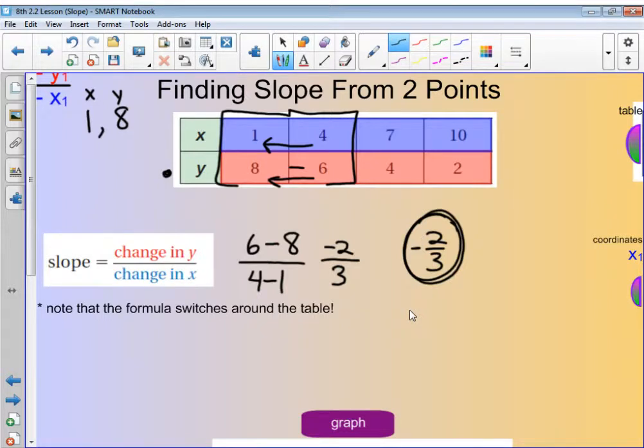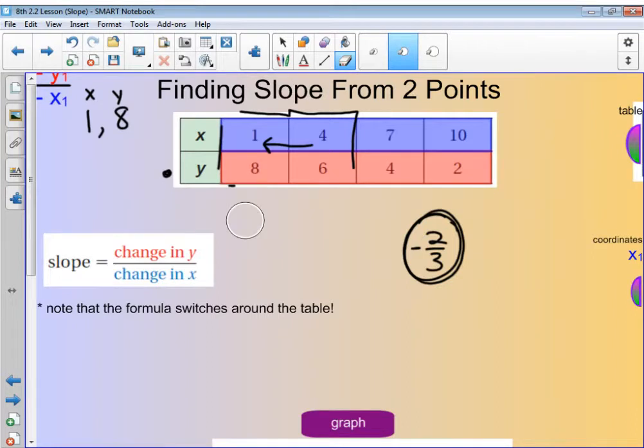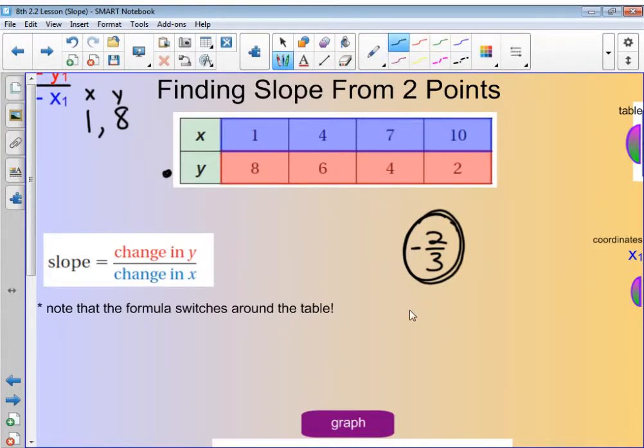Okay, and we could pick any points, any two sets. So just to prove that, we're going to pick two other sets off of the same set of numbers. So maybe I'm going to do, I don't know, these two. And if I picked ones that weren't right next to each other, it just means that I'm going to end up having to reduce. So here, I like to work left to right.